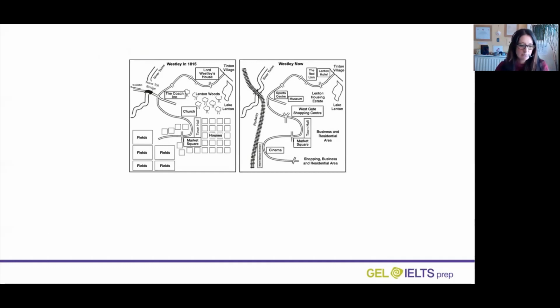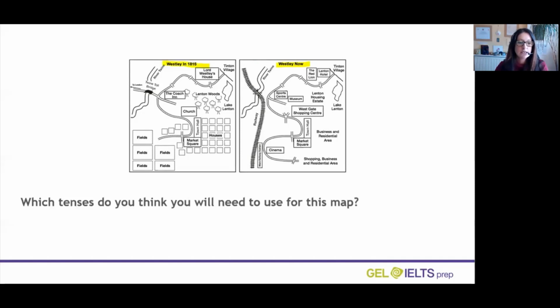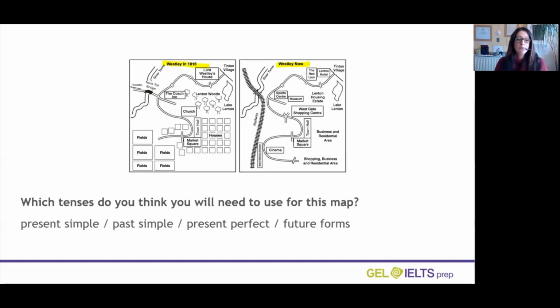Here's our map again. Now remember, we had Wesley in 1815 and we had Wesley now. So the question on your screen is, which tenses do you think you will need to use for this map? So should we use present simple, past simple, present perfect, or future forms to talk about this map? Have a look at the next question below this video on your screen and choose what you think would be the most suitable tenses to use for this map.